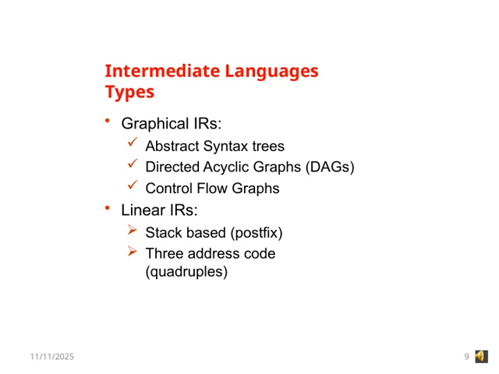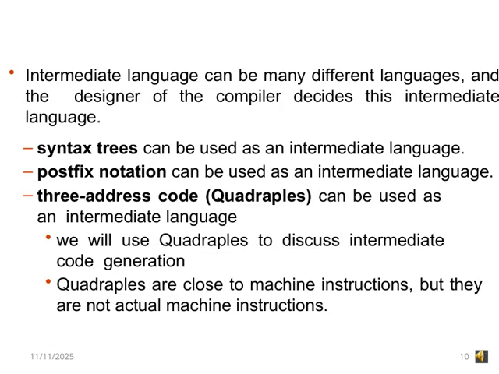Connecting these concepts to our overall theme, these intermediate representations serve as crucial bridges between high-level source code and low-level machine code. They help us analyze, optimize, and ultimately generate efficient, executable programs. Understanding these different types allows us to choose the right IR for each stage of compilation, enhancing both flexibility and performance.